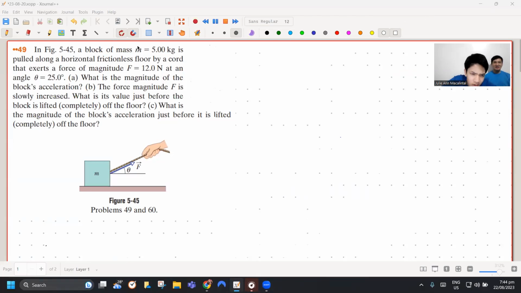Hey, let's solve this problem from the 10th edition of Fundamentals of Physics Extended by Halliday, Resnick, and Walker.